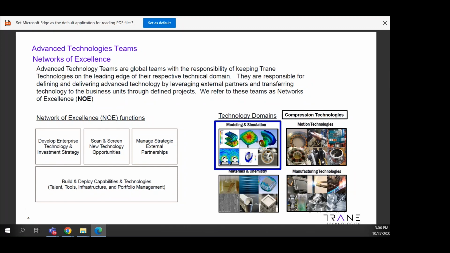And I come from modeling and simulation, and one of our responsibilities is to work with external partners that deliver those technologies to business units. That's where I think modeling is a very strong platform where we can address different technologies, using physics models.